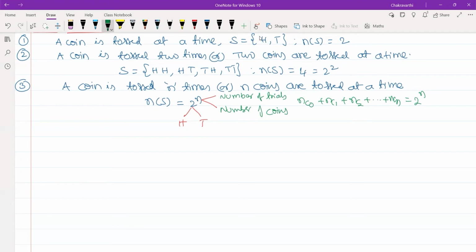Total possible outcomes: out of these n times, no head, 1 head, 2 heads, n heads. Any one is possible here. No head is possible, 1 head is possible, 2 heads are possible, 3 heads are possible. All n heads are possible. The head is same as tail. This is a very important information. Next one.